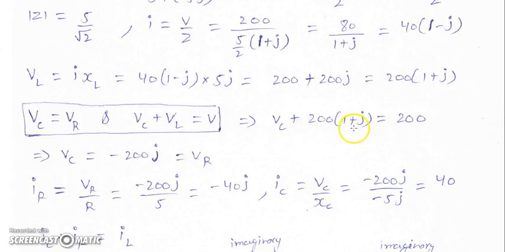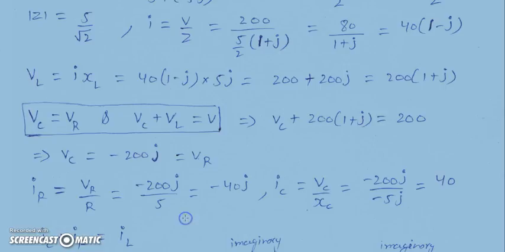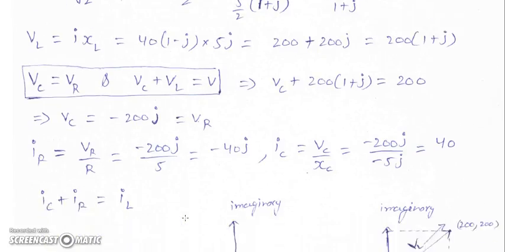So we have just taken another route to find VC. We have calculated VL, and V source is 200, no imaginary component in that. So we get VC by subtracting it from 200. VC comes out to be minus 200 iota, which is equal to VR. So IR can be calculated by this, minus 40J. Similarly, IC can be calculated by this. You can also see that the sum of these two currents, IC and IR, will give you the same current IL, which is also the total current.